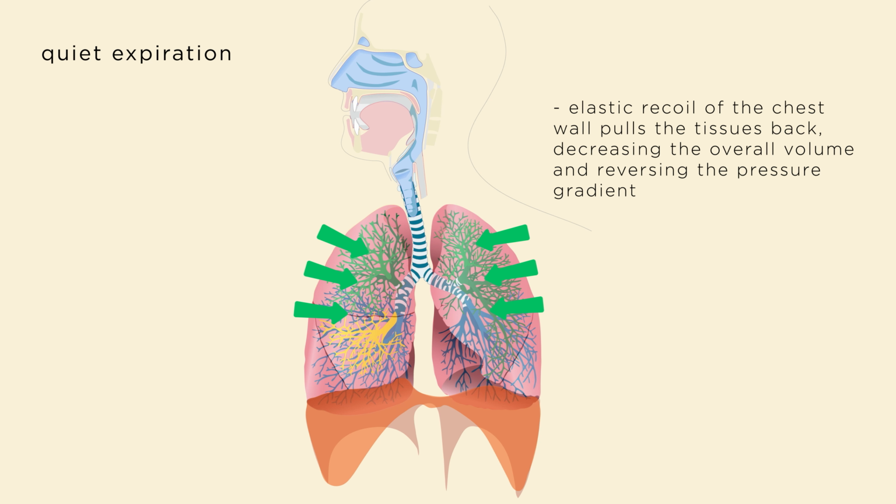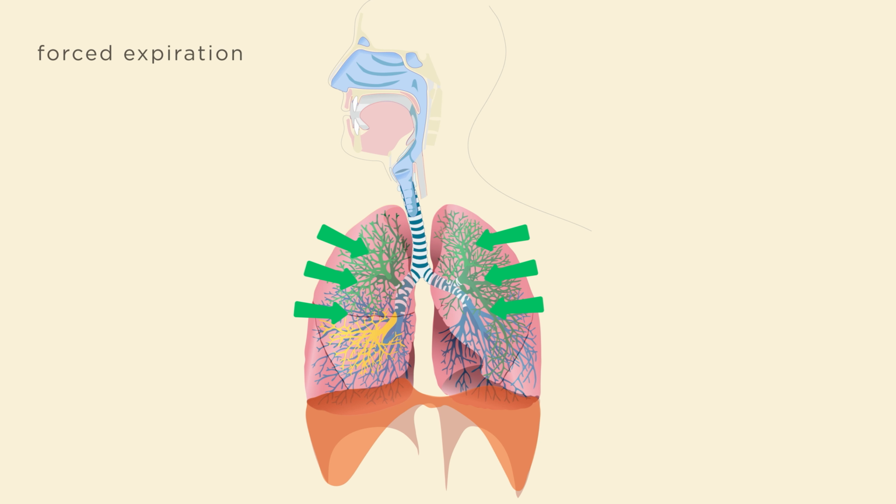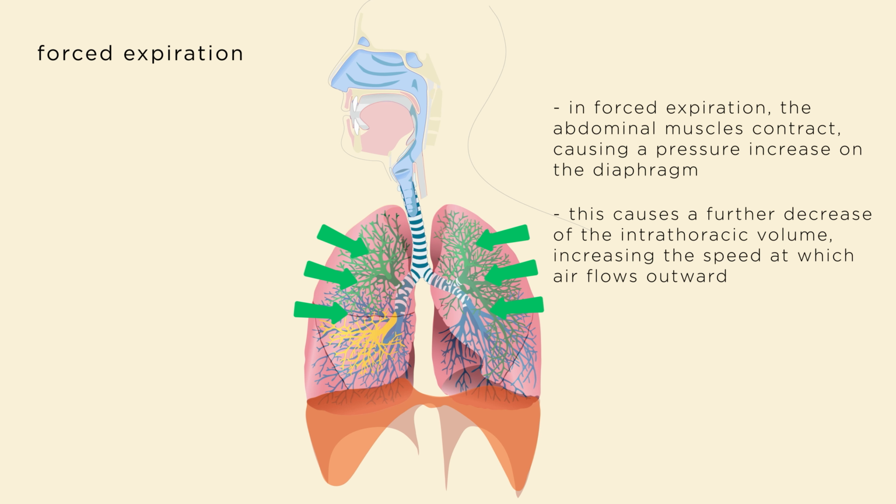In forceful expiration, the abdominal muscles contract, which push upward on the diaphragm, causing a further decrease in volume in the thoracic compartment. This adds again to the pressure differential and increases the speed that air flows out.